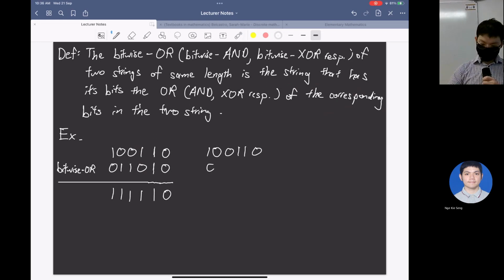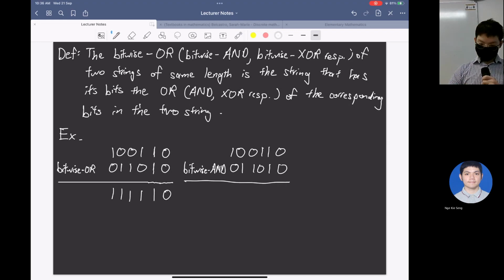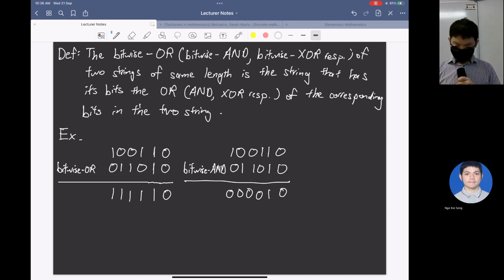Okay, let's try another one. Bitwise AND. Bitwise AND, what do you get? 0, 0, 0, 1, 1, 1, 0, 0, 1, 0, 1, 1, 0. Okay, good. Okay, very good.